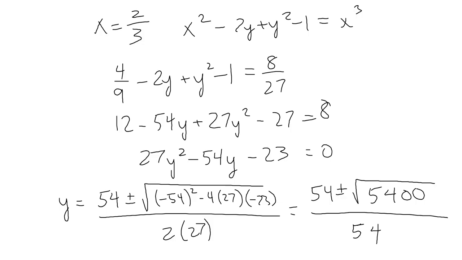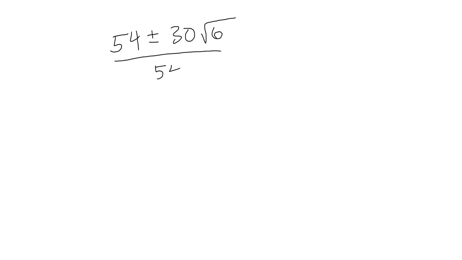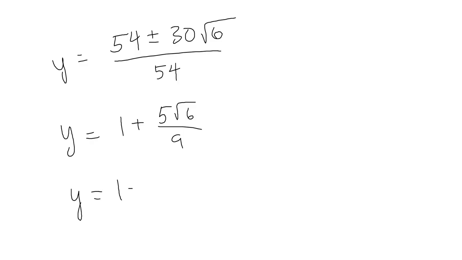I'll go to a new page here. So really what we've got is 54 plus or minus 30 root 6 over 54. Up to you how you want to write that. You can simplify it down in whatever way you want. Since there's 54 over 54 there in the beginning, I'm just going to say I've got y equals 1 plus, and then the 30 over the 54 would be 5/9, so 5 root 6 over 9, and y equals 1 minus 5 root 6 over 9.